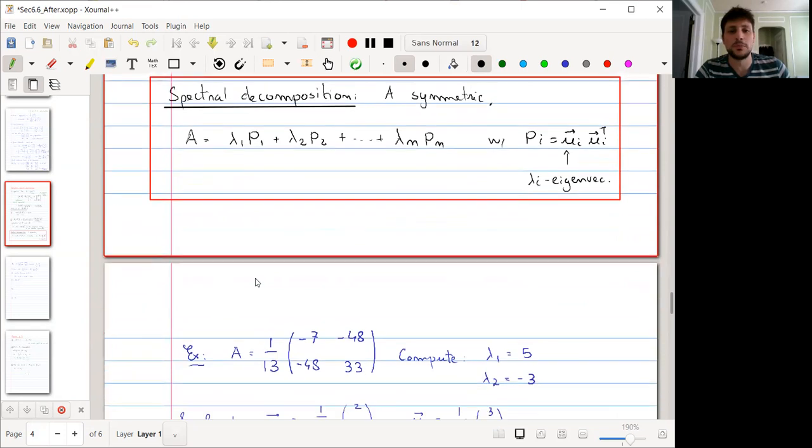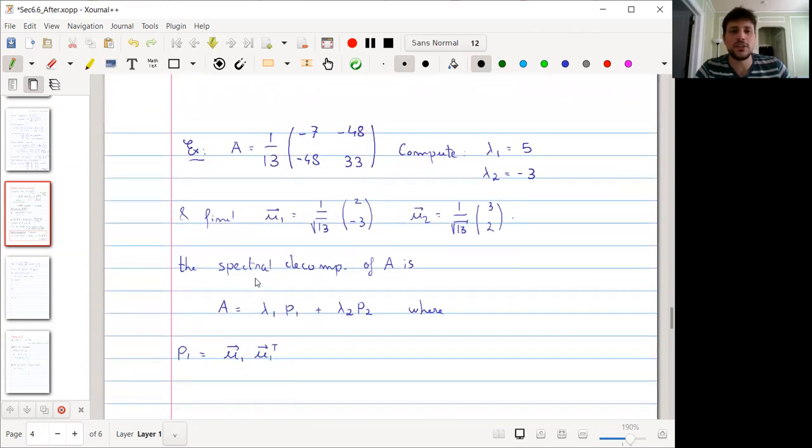Let's have a look at one example. I'll take this matrix here. A is 1/13 times the matrix with entries -7, -48, -48, 33. I computed before that there are two eigenvalues, 5 and -3, and I found the two eigenvectors, U1 and U2. I made sure that they're orthogonal and normal to one another. So essentially what we did here is to find the matrices D and P of the diagonalization, the ones that realize A equals PDP transpose.